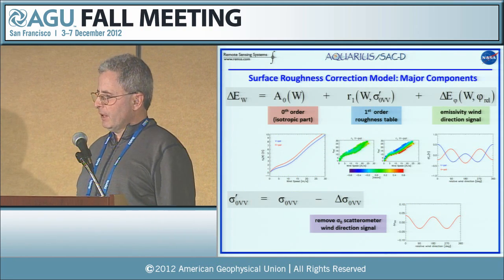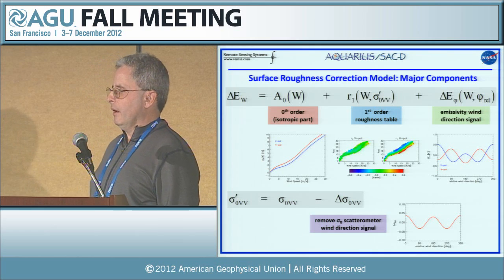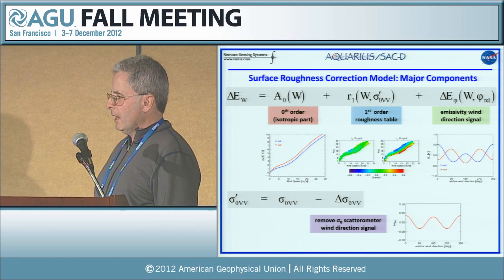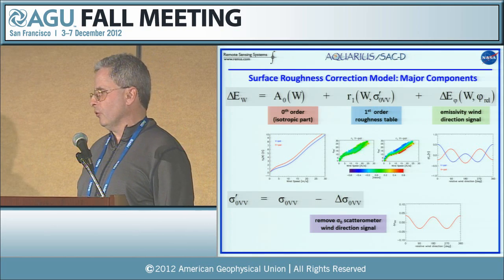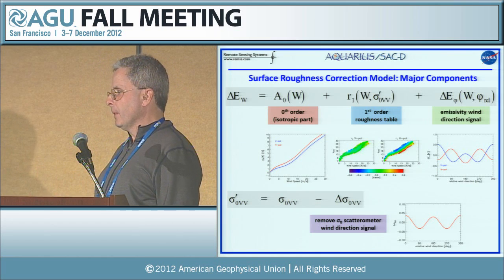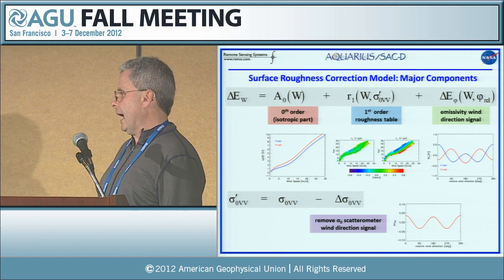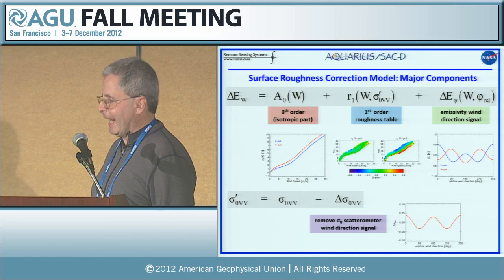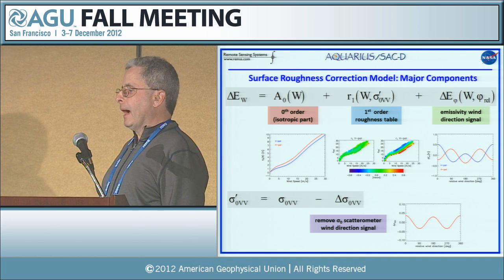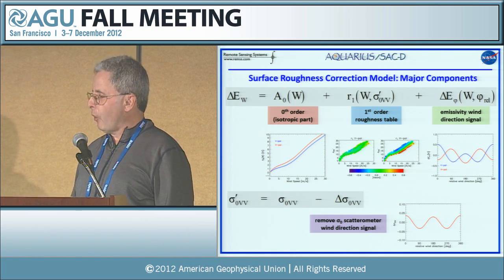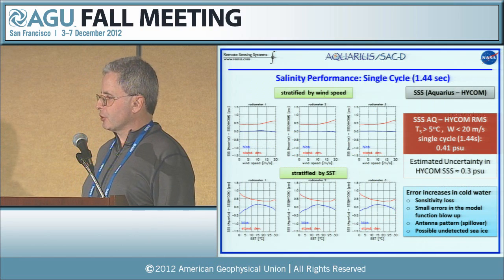Overview of the roughness correction. The delta E, the emissivity roughness, first has an isotropic part, which is wind speed dependent for V and H pole. That's the largest correction. And then we have what I call the first order roughness table, which depends on wind speed for one, and then the sigma naught VV measurement gives some additional information. And then we also add a signal which is the wind direction. Depending on wind direction, you also have to include that in the roughness correction. Likewise, the scatterometer measurement itself has to be corrected for its own wind direction signal before you can do that. So we need ancillary information on wind direction.